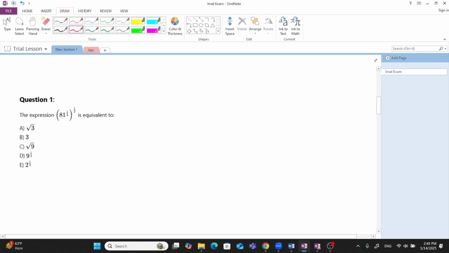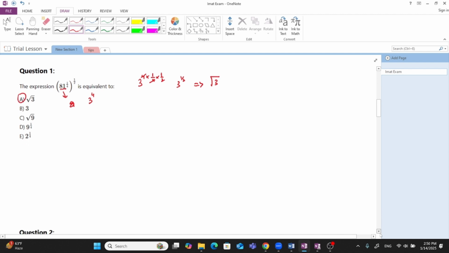You can see 81 to the power 1 by 4 and to the power half. We know that this thing will be 9 to the power, sorry, 3 to the power 4. So 3 to the power 4 times 1 by 4 times half. The 4 will be cancelled out with this. 3 to the power half means square root 3. So this will be the answer. This is the way we can solve such questions quickly.